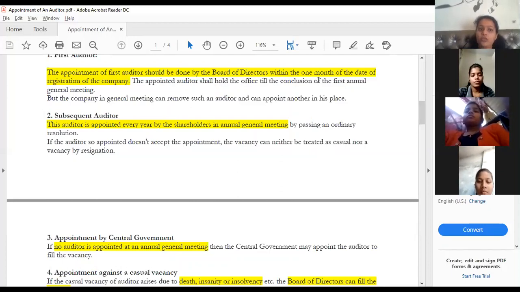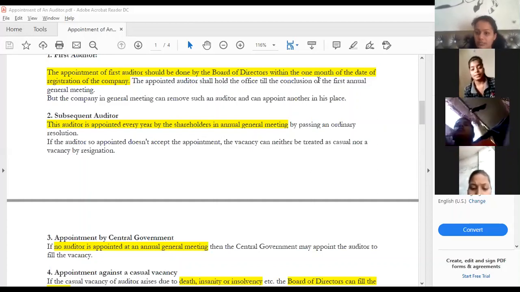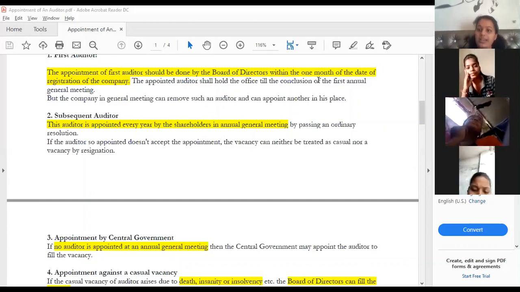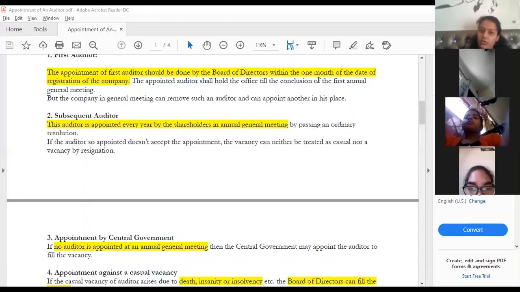Great. Who's a subsequent auditor? Subsequent auditor is nothing but any auditor who's appointed after the first auditor. These auditors appointed after the first auditor are generally appointed by the shareholders in the annual general meeting, which we studied earlier. We just studied in the definition, right? What is an AGM? AGM is nothing but the annual general meeting that is compulsorily held once in a year. So a subsequent auditor is appointed by the shareholders in an AGM.